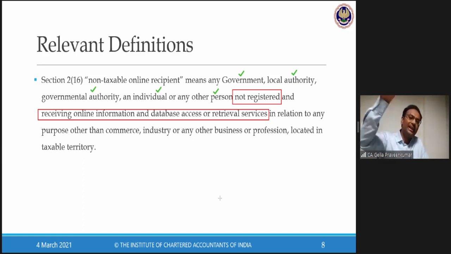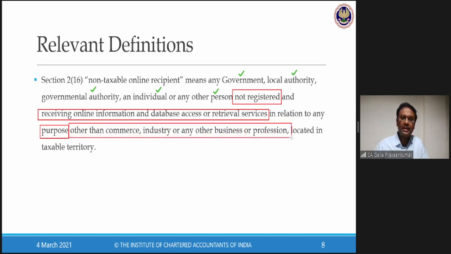I access their database. I download a movie, I watch a song, a particular movie, or I download some material for any purpose other than commerce, industry, or any other business. Now, they say you are not using that particular thing for your business, commerce, or profession in a taxable territory. Then this is called non-taxable online recipient. So all these people, government, local authority, governmental authority, an individual or any other person, when they receive online information database access or retrieval services.